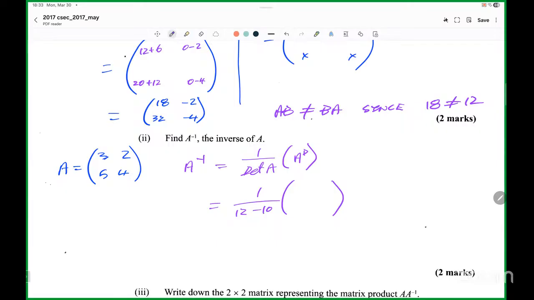What do we do for the adjoint? Interchange the elements on the first diagonal. So the 4 goes up here, the 3 goes down here. Switch them around. Then the elements on the second diagonal, leave them where they are and change the sign. So this 2 becomes a negative 2. This 5 becomes a negative 5.